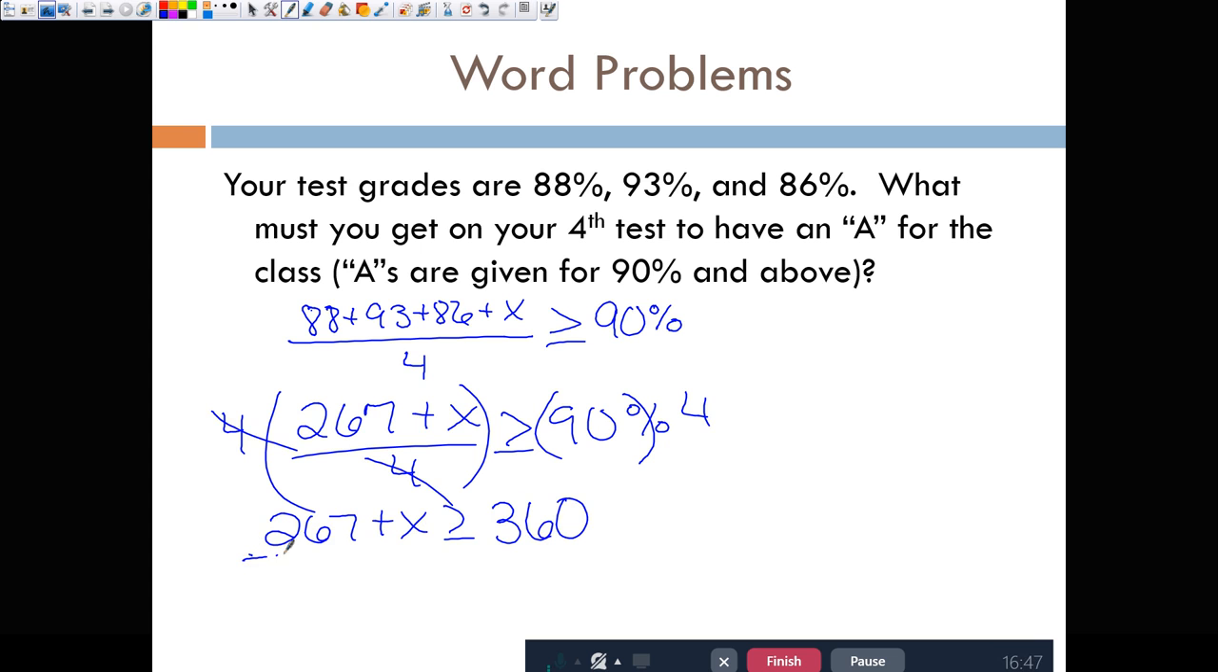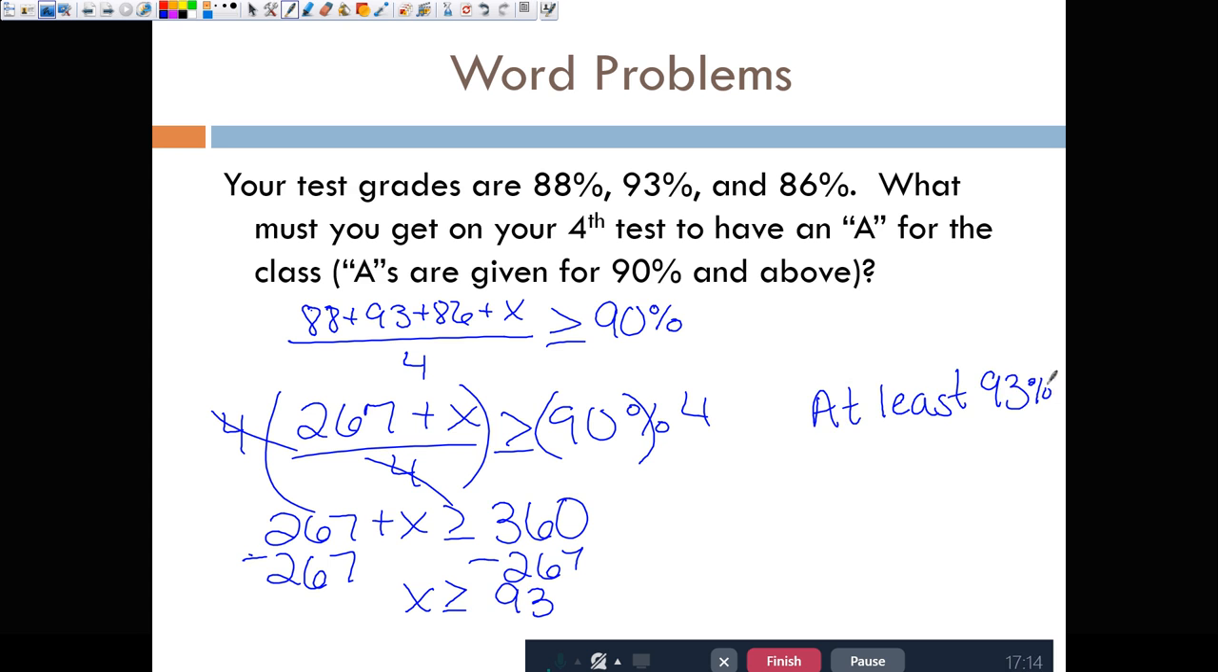We're going to subtract 267 from both sides. So x is going to have to be greater than or equal to what? What's 360 minus 267? 93. So she needs to get at least, or he, at least a 93%.